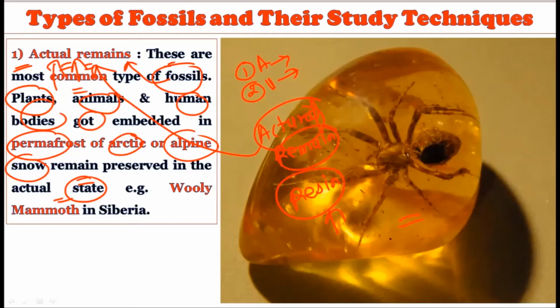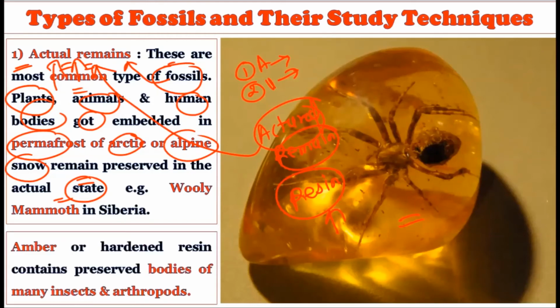As you can see in this particular picture, this is the example for the amber. Now see, the amber or the hardened resin contains preserved bodies of the insects or the arthropods. This is the prime example for the actual remains. Consider this is a resin ball which is produced by the plants at that time, and this particular insect somehow got trapped inside this resin ball, and it got preserved as it is. The whole body structure is preserved inside this particular hardened shell.